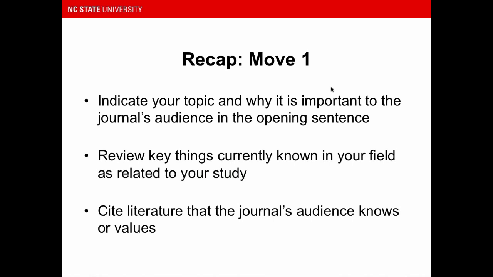But of course you have to cite journals beyond the one that you're aiming for, so think very carefully about literature that the audience for that journal would know or value or see as important to also incorporate. So that's move one. You start off, you talk about your topic, its importance, and you review what is currently known about that topic as related to your study.